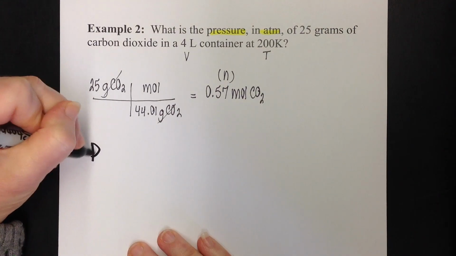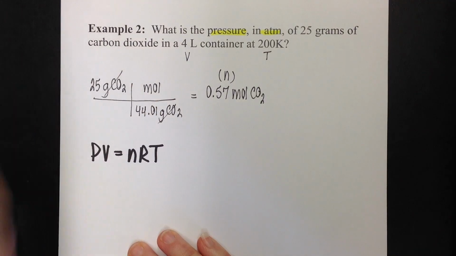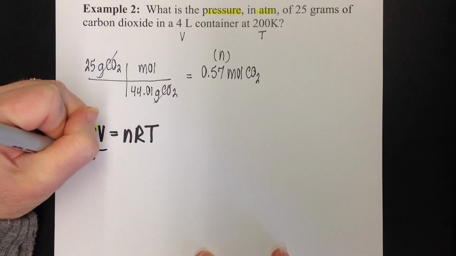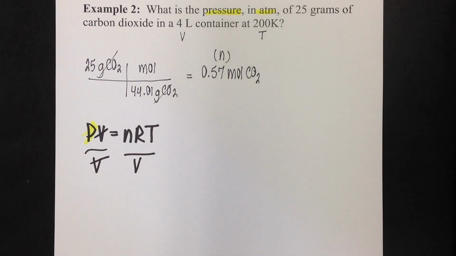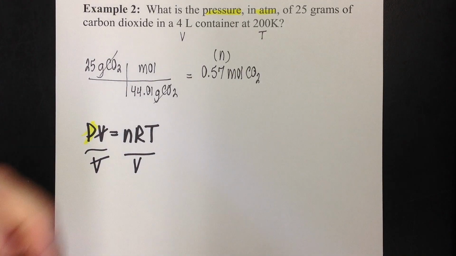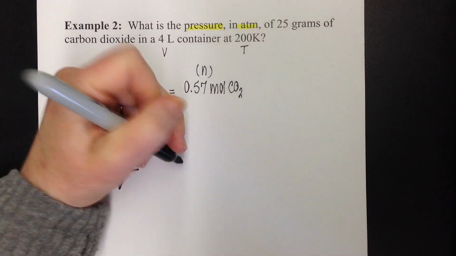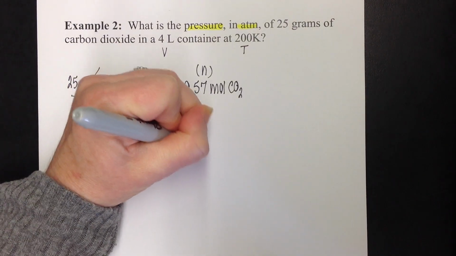So I have everything I need to start this problem. So we write down PV equals nRT. This time I am solving for pressure, so I need to isolate that variable. Basic algebra, we're going to divide both sides by volume. And I get pressure equals nRT over V. N is the number of moles. We just found that right here, so that's going to be 0.57 moles.